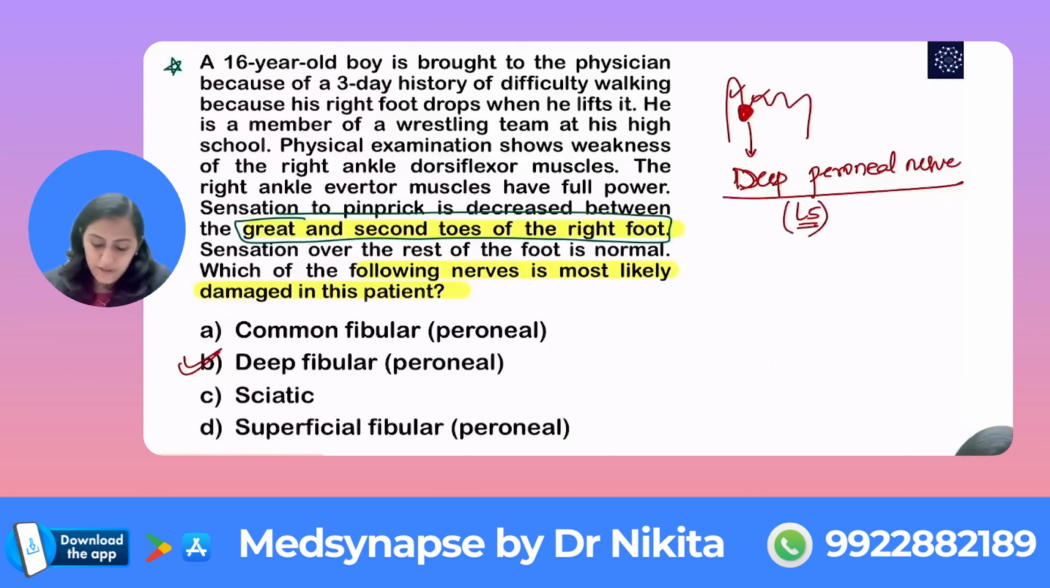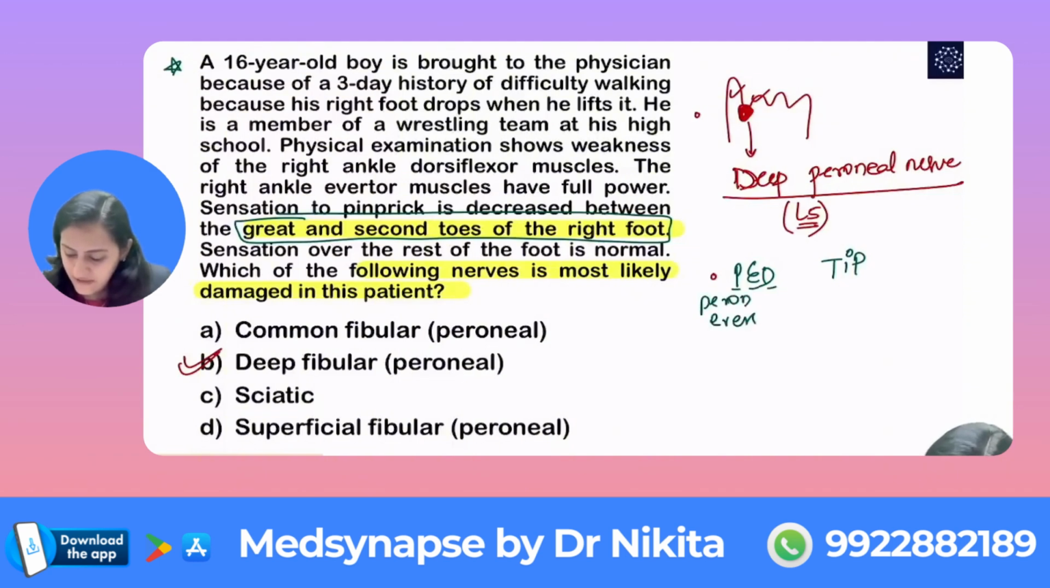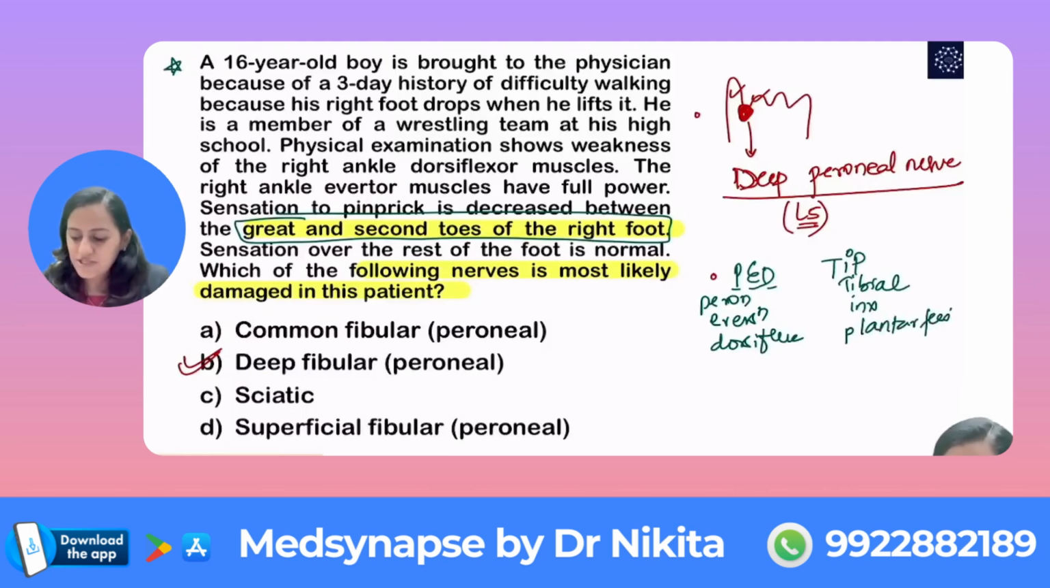This is also important. Now, the next question that I have for you is, which nerve causes dorsiflexion? The peroneal nerve or the tibial nerve? Which nerve in the leg causes dorsiflexion? The peroneal nerve or the tibial nerve? What is the mnemonic for that? You remember the mnemonic for that is PED TIP. What is PED TIP? Peroneal nerve causes eversion and dorsiflexion. Tibial nerve causes inversion and plantar flexion. Okay, inversion and plantar flexion.